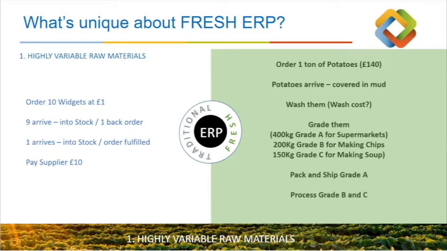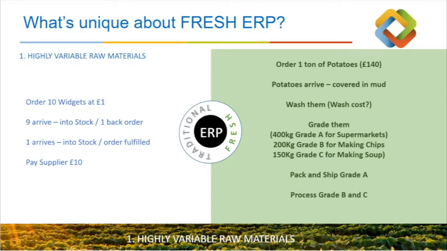You order a ton of potatoes, and the potatoes arrived covered in mud. So the first thing you have to do is wash them. Well, who's going to pay for the washing? Then we have to grade them to see what we've got. And you might find out of our ton of potatoes, we've got 400 kilograms of grade A potatoes, which are good enough to go to the supermarkets, 200 grams of grade B potatoes, which are okay for making chips, but the remainder, the 150 grams of grade C potatoes, are only good enough for making soup. And we then have to pack them and process them and ship them in different ways. It's a much more complicated process.